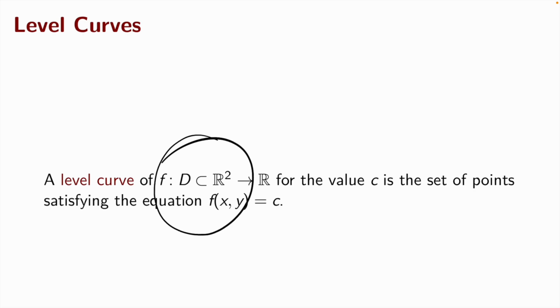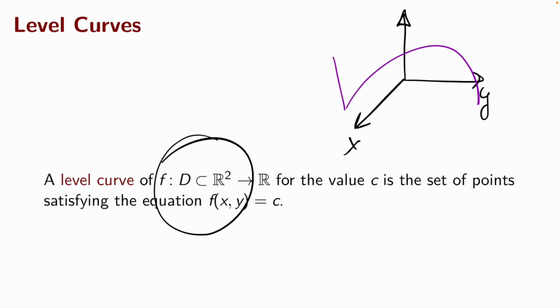So if the domain is R2, so we have this R2 in the domain of the function, we need one more dimension to actually draw the graph. So we can have, for instance, a surface that looks like this. So we can actually graph a function that goes from R2 to R.